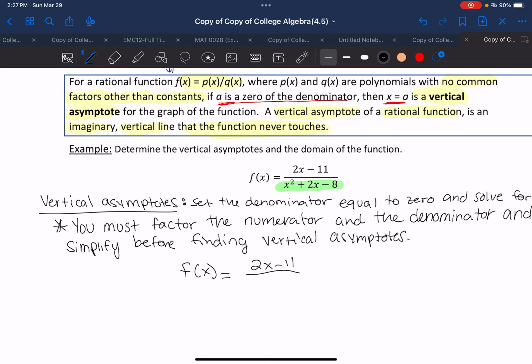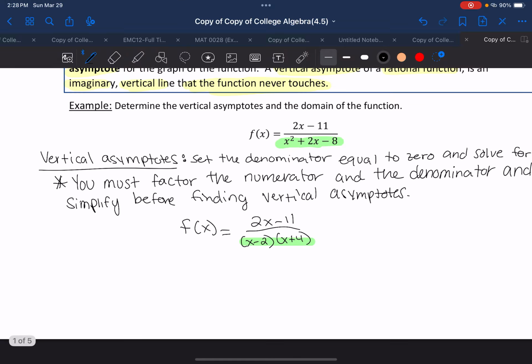There are two numbers that multiply to give me -8, my c, and add to give me my b, which is 2. And that would be -2 and positive 4. So that would be x minus 2 times x plus 4, and that is how the denominator will factor. So I've factored the top and the bottom. They don't have any common factors.